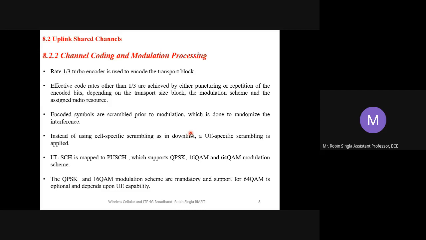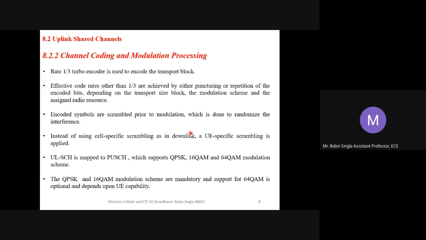The encoded symbols are scrambled prior to modulation, which is done to randomize the interference. Instead of using cell-specific scrambling as in the downlink, user-specific scrambling is applied in the uplink. Uplink means from user equipment to base station, so it is user-specific scrambling.